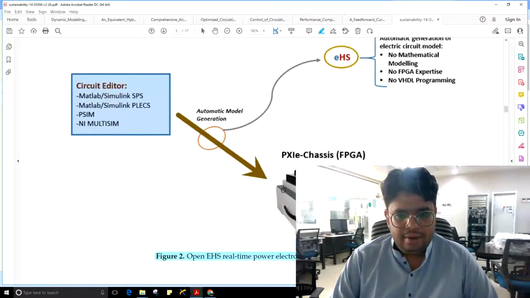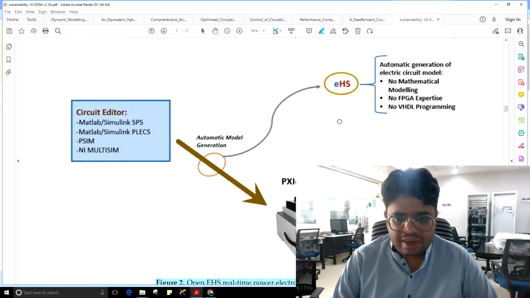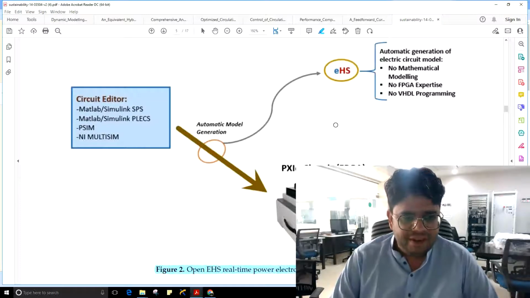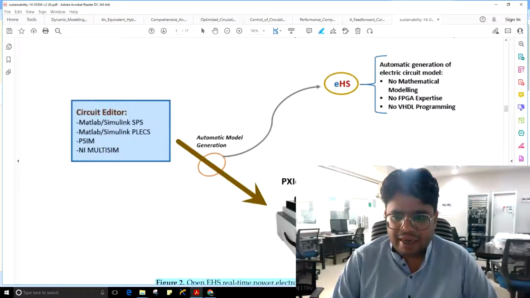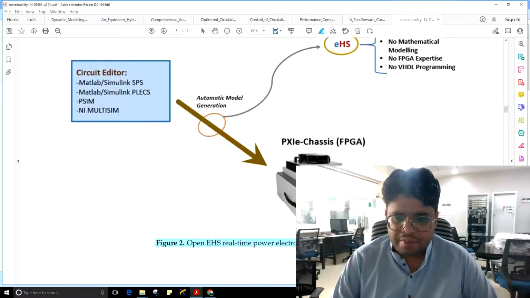And we have the Open Electrical Hardware Server, EHS, purchased from OPAL-RT, which we use in this laboratory, which facilitated us to load the circuit directly from MATLAB, PLECS, PSIM, Multisim into the PXI directly, without any mathematical modeling needed or FPGA expertise or VHDL programming.